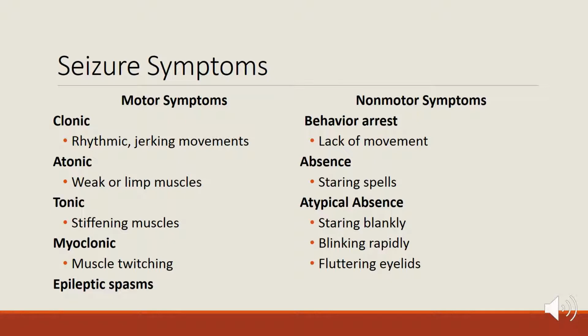Seizure symptoms include 2 types of presentations: motor symptoms and non-motor symptoms. Motor symptoms include clonic, which are rhythmic, jerking movements, atonic, weak or limp muscles, tonic, which are stiff muscles, myoclonic, which are muscle twitching, and epileptic spasms.